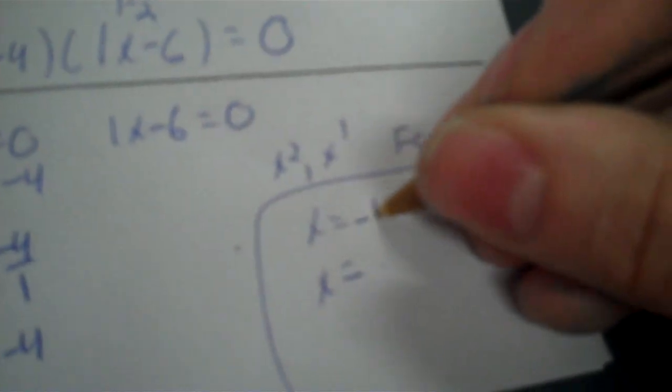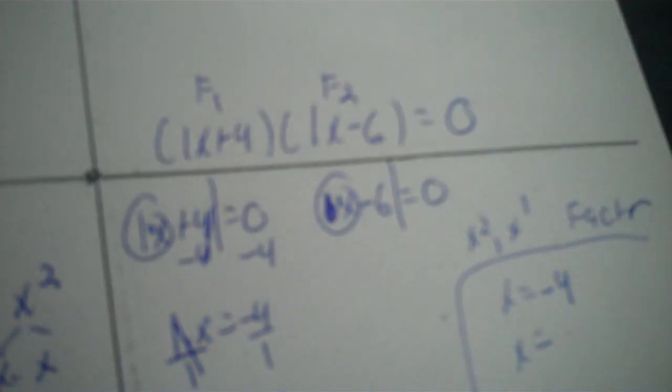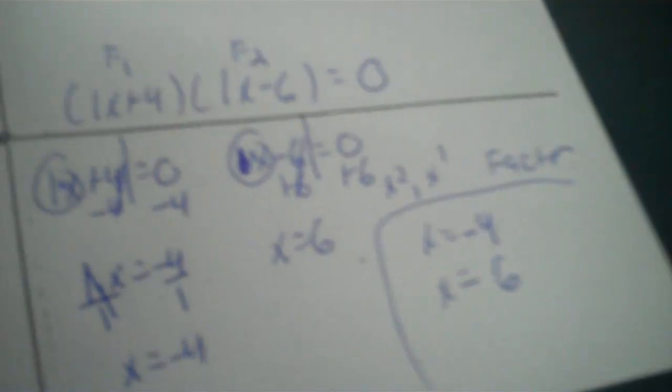So minus 4, we get negative 4. Divide by 1, that would be negative 4. Okay. By the way, if you have a 1, you can get rid of it and just add 6. If it's a 1, x is 6. Negative 4 and 6.